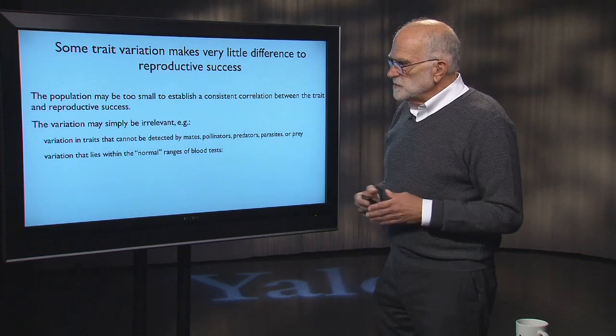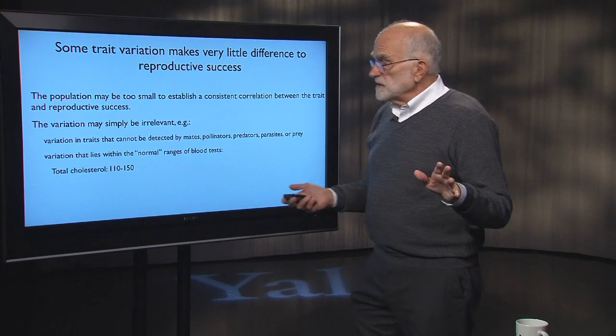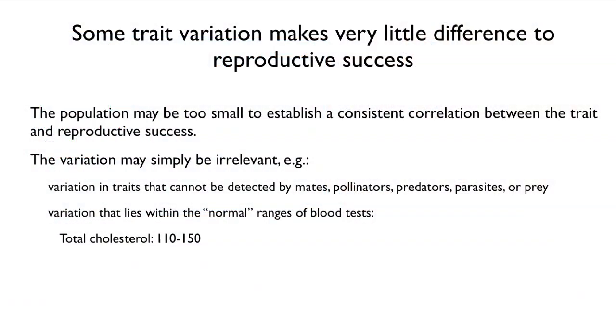Another example is variation that lies within the, quote, normal ranges of blood tests. So for example, people who have total cholesterol levels between 110 and 150, variation between 115 and 118 is probably completely neutral. What about systolic blood pressure or diastolic blood pressure? Variation of 5 or 10 or 15 points within that range is probably not affecting reproductive success, survival probability, and so forth. So some phenotypic variation is quite probably neutral.